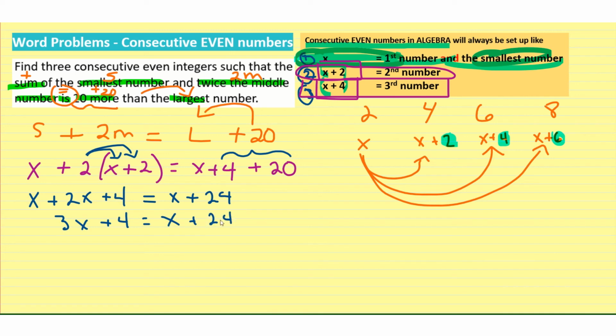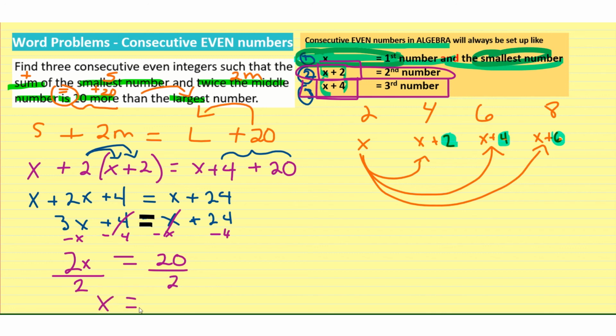Now we need to start moving things to other sides of the equal sign. Let's move the x from this side to this side, so minus x on both sides. That gives me 2x. Let's also move the 4 over, so minus 4 on both sides. These cancel, and I am left with 20 on this side. Then I have 2x is equal to 20. I can eliminate that 2 by dividing both sides by 2, and that gives me x equal to 10.